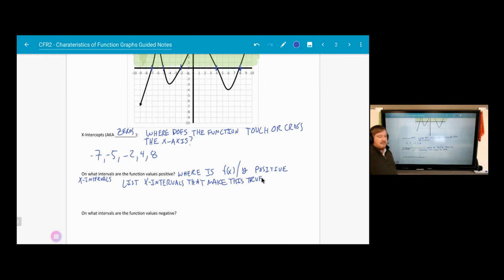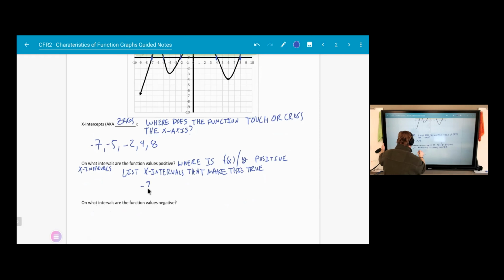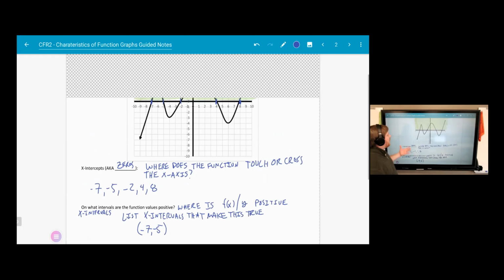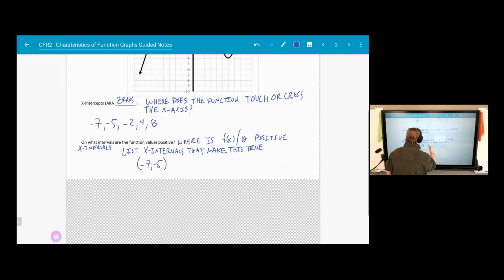List the x intervals that make this true. So where are they positive? From the first interval, they're positive up here between -7 and -5. We've got a positive function. Well, there's also a hill that's above here between this point and this point. These 2 points right here are also positive. So from -2 to 4 is also positive.